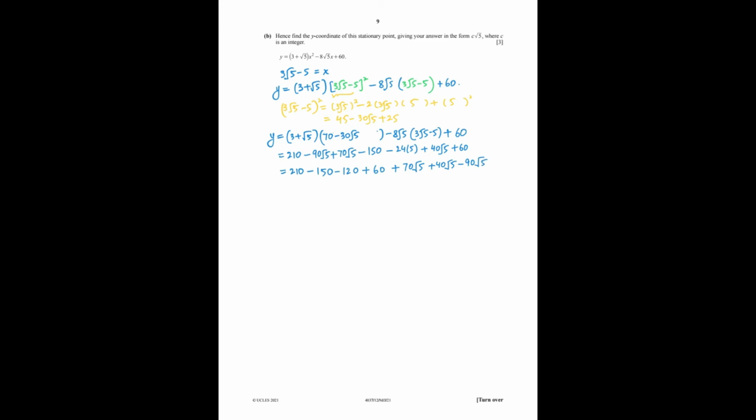So now we can simplify 210 minus 150 minus 120 and plus 60. When you add all those numbers, they will cancel each other, so that will be 0. Plus 70 plus 40 leads to 110. 110 minus 90, that is 20 root 5. So the value is 20 under root 5, which is in the same form c under root 5. The value for c is 20, and that is your answer.